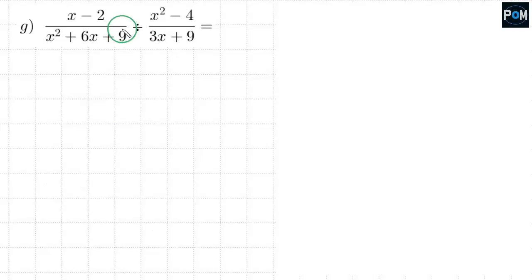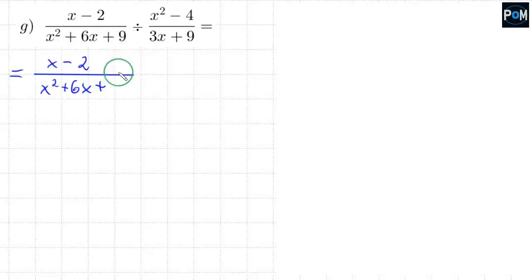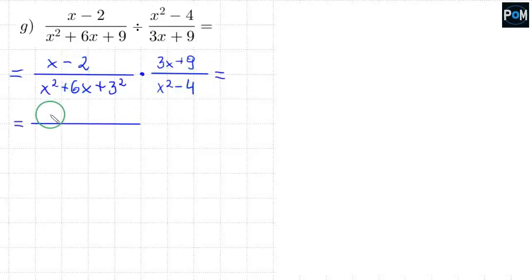In example G, we have something like this. I could essentially leave that first fraction unchanged, but I'm already preparing, and I'll change 9 to 3 squared. And here I need to take the reciprocal of this fraction, because I changed division to multiplication by the reciprocal. On the top, it will be 3x plus 9, and on the bottom, it will be x squared minus 4. At the top, x minus 2, I won't change that. I can just add brackets because it will be probably simplified.